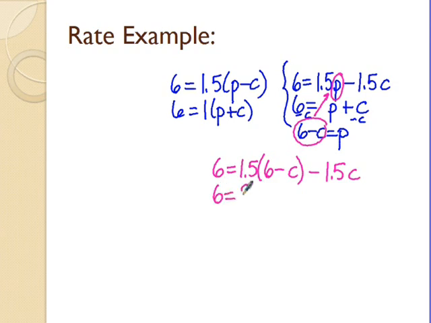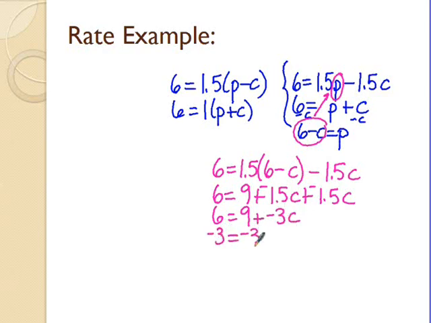1.5 times 6 is 9 minus 1.5C minus 1.5C. Let's zippity zap. And we get 6 equals 9 plus negative 3C. Subtract 9 from each side. And we get negative 3 equals negative 3C. So the current is going at 1 mile per hour. I don't think we were talking about kilometers. I think we're talking about miles. Plug that back in, and we know that 6 minus C equals P, so 6 minus 1. So that means she's paddling at a rate of 5 miles per hour.